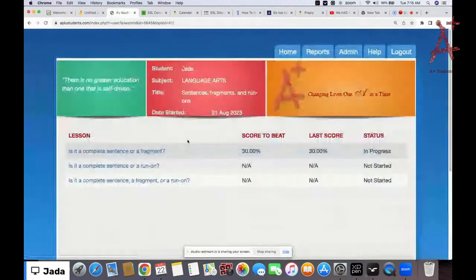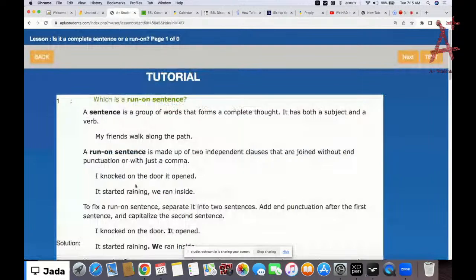So the next lesson says, is it a complete sentence or a run-on? It's still the same explanation for the complete sentence. The complete sentence is a word group that forms a complete thought. It has both a subject and a verb. My friends work along the path. So my friends is the subject and work is the verb. So this is a complete sentence, right? So next one we have a run-on.